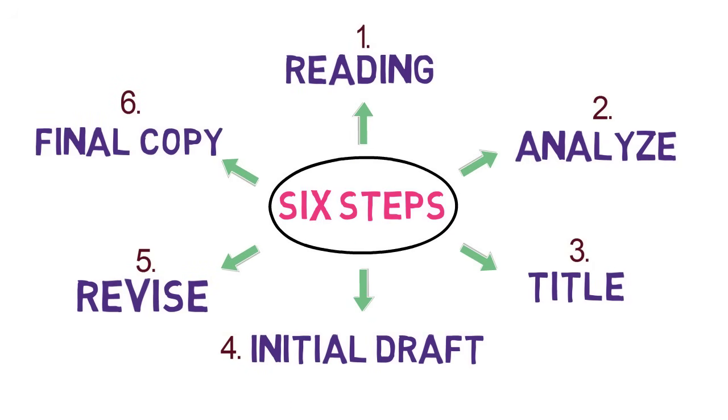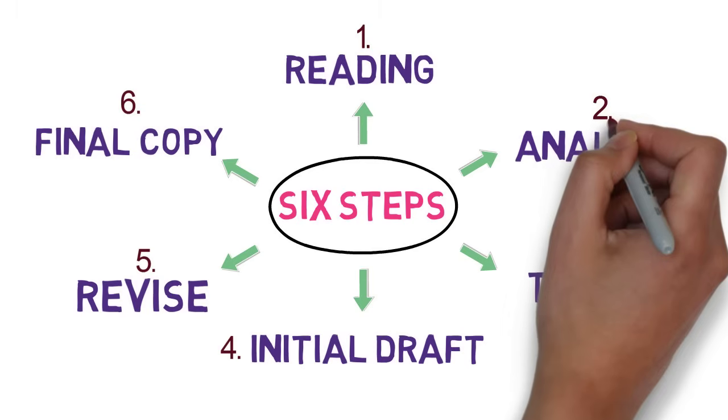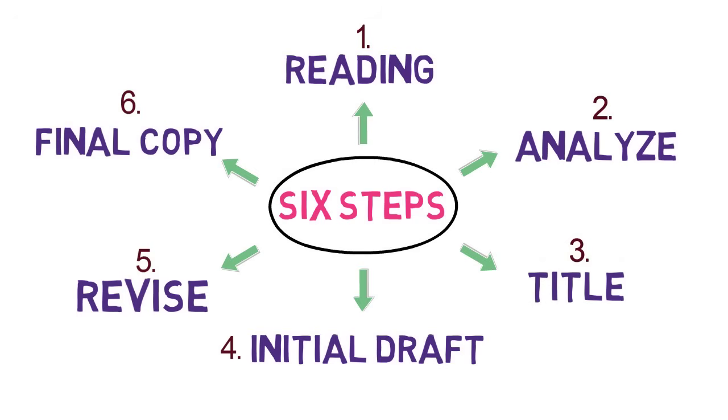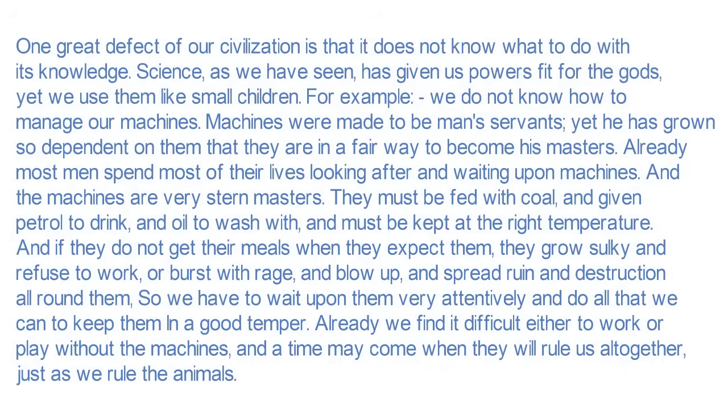Then we looked into the 6 steps of précis writing. The steps are: number 1, reading; number 2, analyzing; number 3, providing a suitable title; number 4, forming an initial draft; number 5, revising and editing that initial draft; and number 6, final copy. Finally, we looked into an example of précis writing.